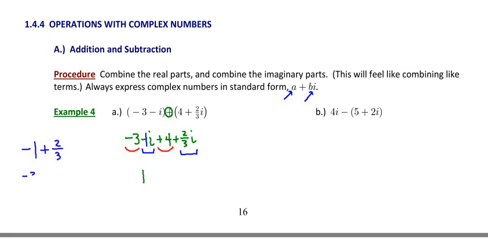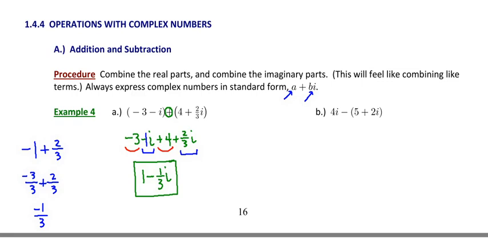Let's think of negative 1 as negative 3 over 3, so that we have a common denominator making it compatible with 2/3. Negative 3/3 plus 2/3 gives me negative 1/3. So when we add negative 1 and 2/3 together, we get negative 1/3. But don't forget, we also had an i in that term. So our final answer is 1 minus 1/3 i. The real part is 1. The imaginary part is negative 1/3 i. Let's try the next one.